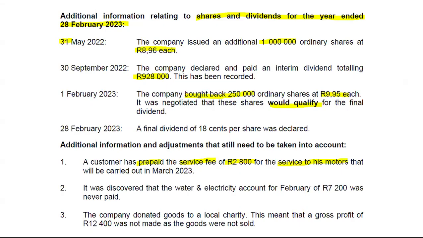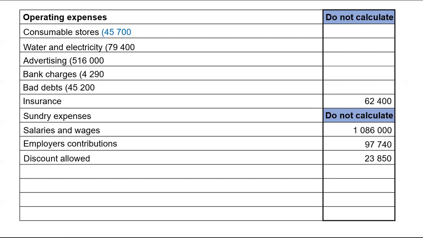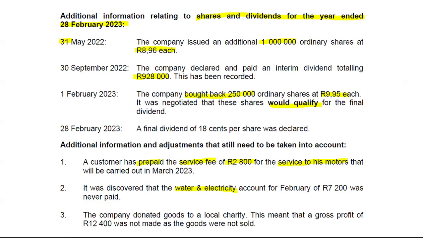Number 2 says it was discovered that water and electricity. What is water and electricity? Income or expense or asset or liability? It's an expense. So it should appear under operating expenses, right? Is it there? Yeah, there it is, 79,400. Okay, so what's happening here? They say that the account was received. So you receive an account from the municipality, and normally when you receive an account, it means the service has already been done for you. So you have had water and electricity.